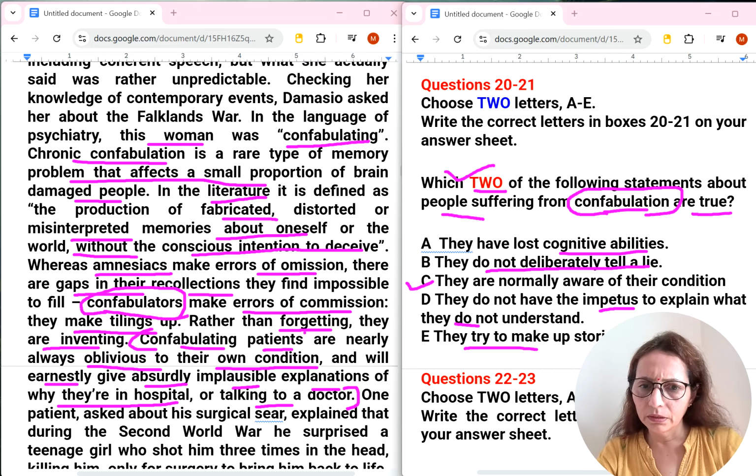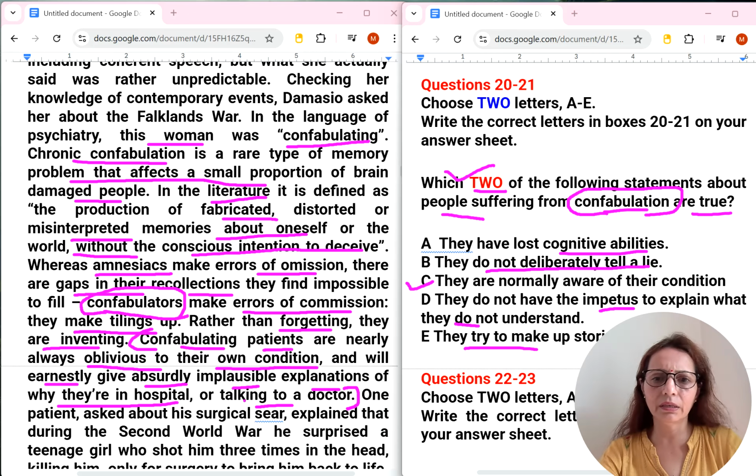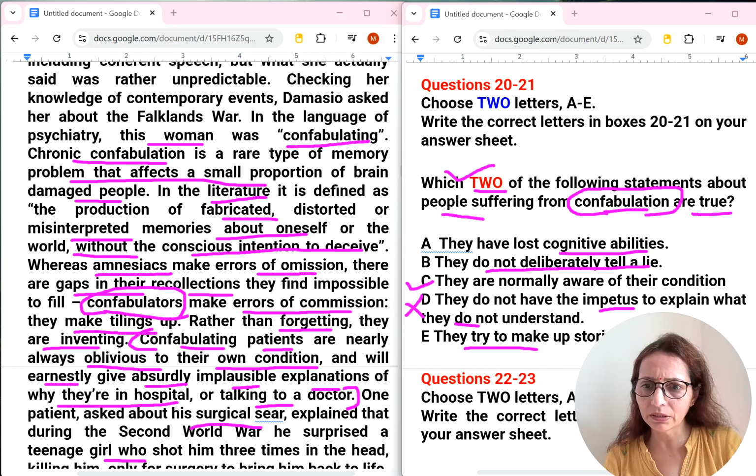Okay, cognitive abilities, but actual patients are nearly always oblivious to their own condition. They are normally aware of their condition and will earnestly give absurdly plausible explanation of why they are in talking, or they do not have. Okay, so this D will not come. They do not have the impetus to explain what they do not understand. They try to make stories. One patient asked about his surgical scar explained that during the Second World War he surprised a teenage girl who shot three times in his head.